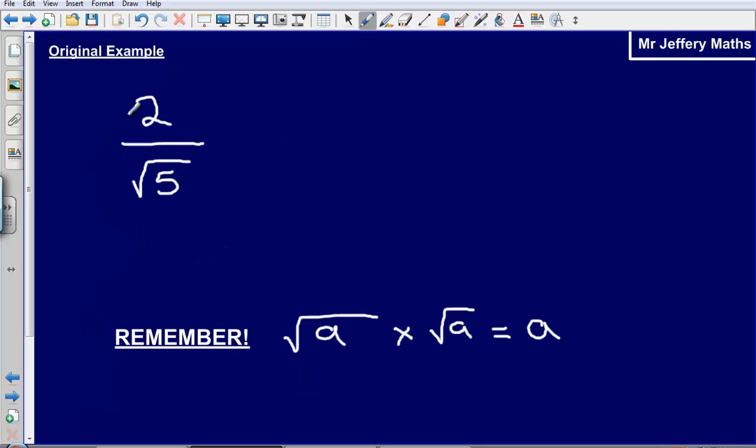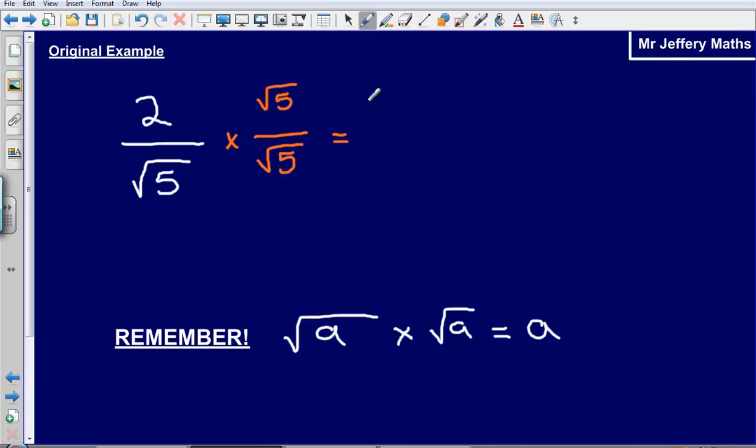So let's extend that idea to our original example. Here we have got 2 over root 5. So what I could do here is I could multiply 2 over root 5 by root 5 over root 5. Just taking the surd that is on the bottom of my fraction and multiplying it by that surd over that surd. Now we remember that this is 1, and this is going to give us an answer that is exactly the same as 2 over root 5.